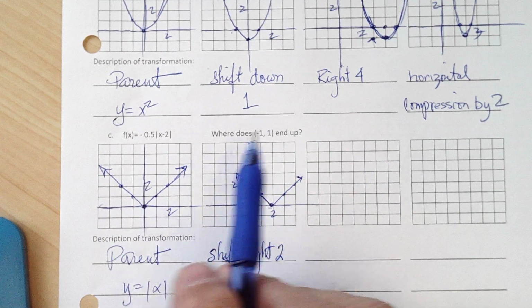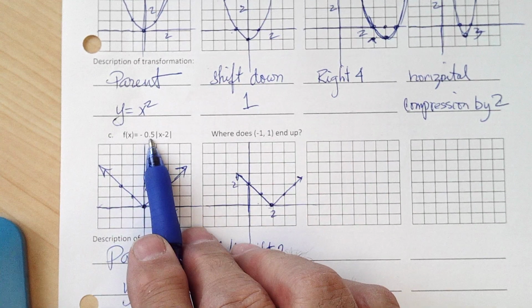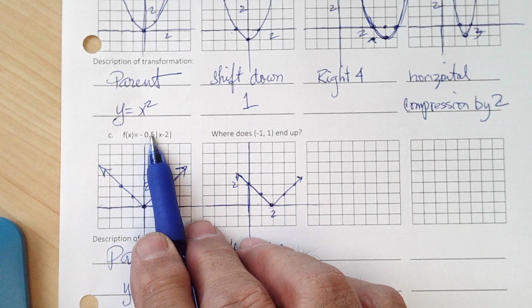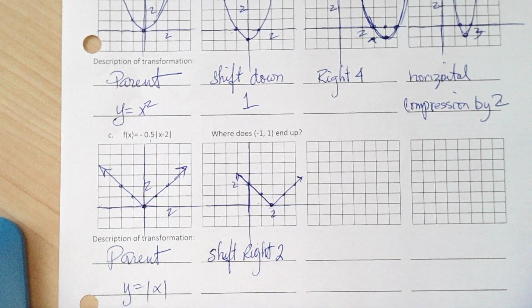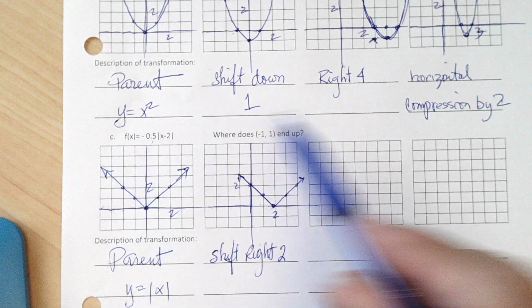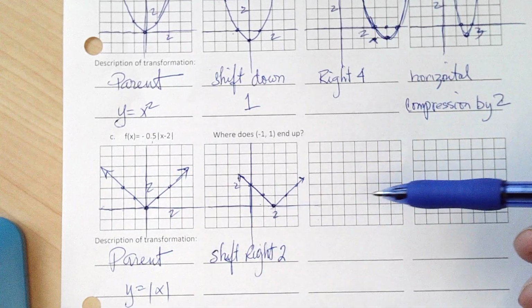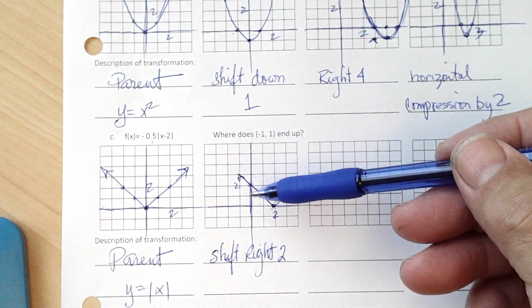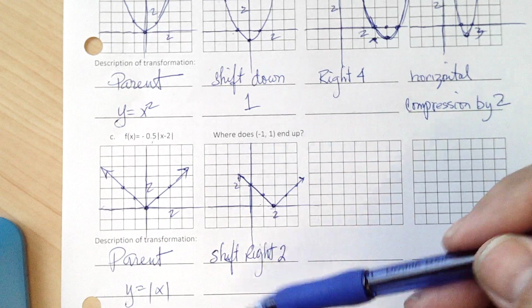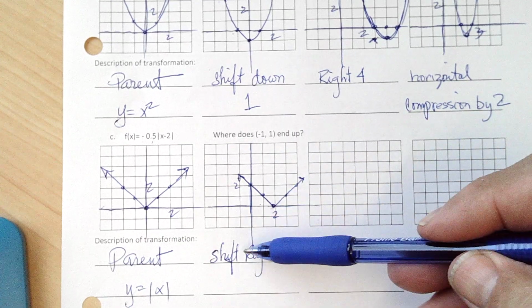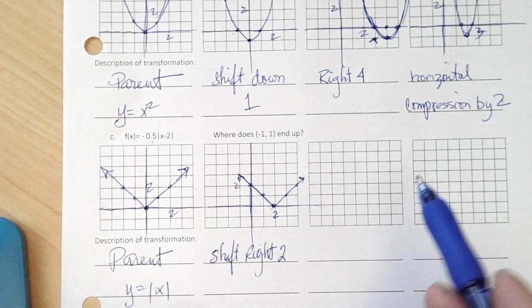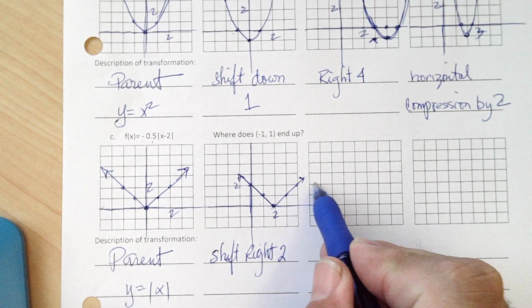All right, now I got the outside, and I got 2 things out there, a minus and a 0.5. I'm going to do the minus first. Everything on the outside works vertically. So a minus is going to take all the positive y's and make them negative y's, and if there were any negative y's, it will make them positive. It's a reflection over the x-axis.